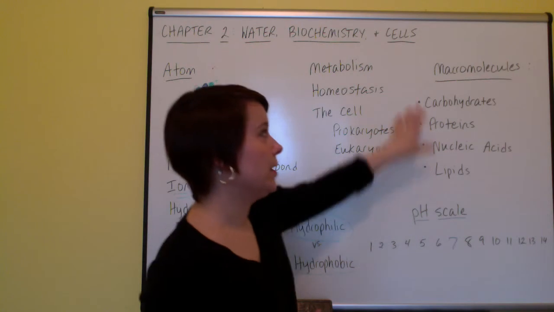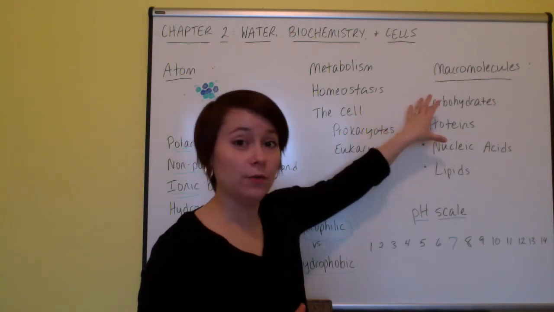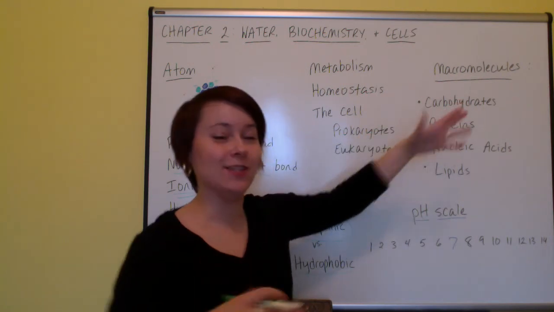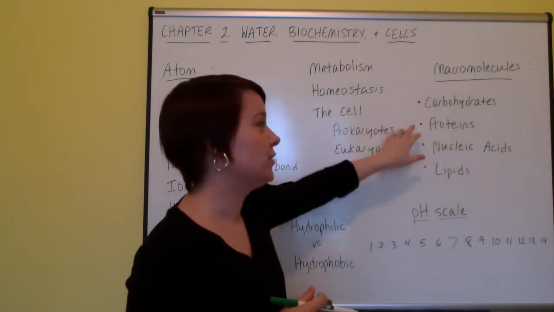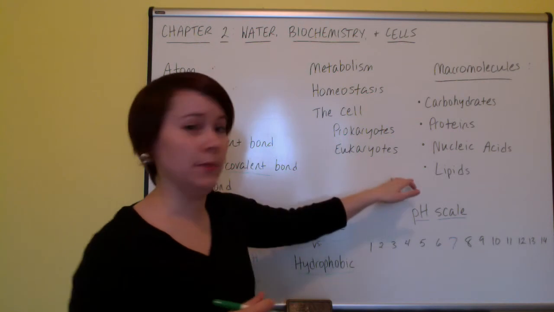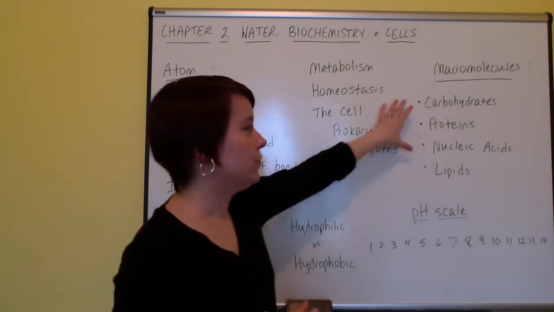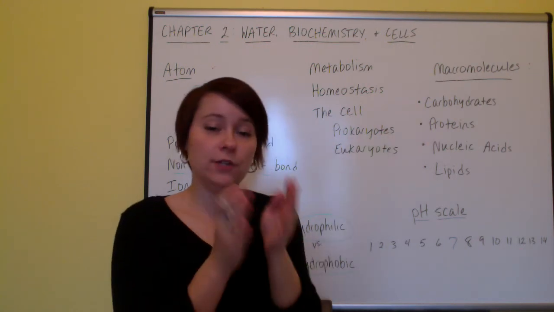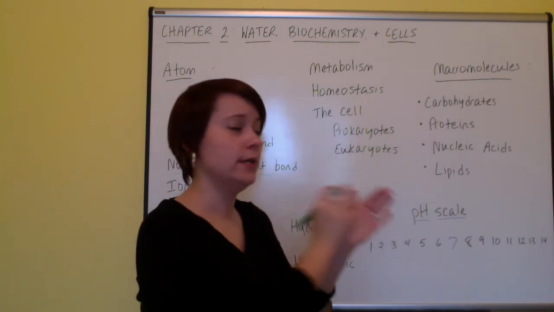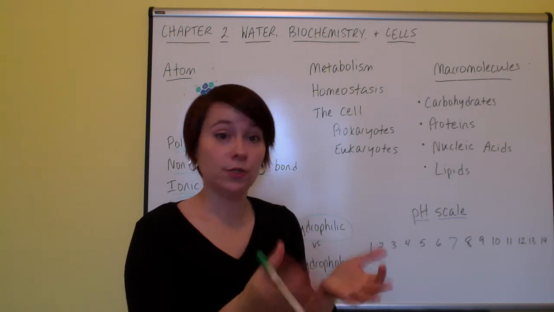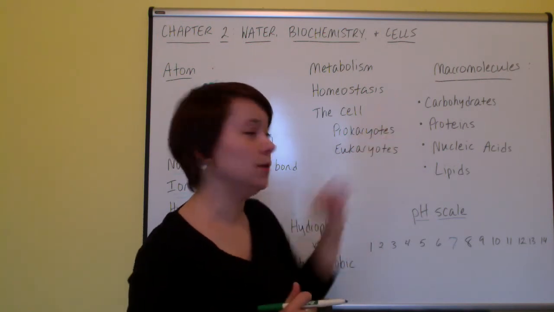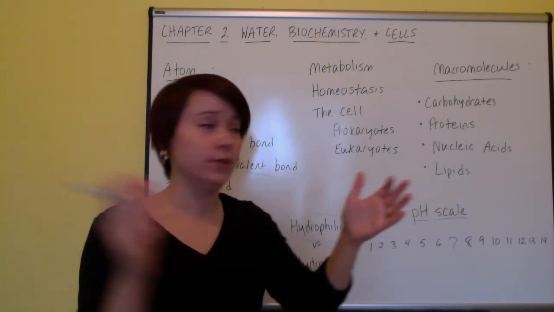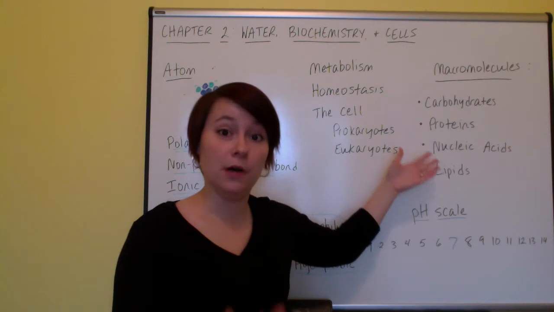The last couple things I want to go over would be the big macromolecules and then also the pH scale. So the macromolecules, macro means big, so these are the big molecules. We have carbohydrates, proteins, nucleic acids, and lipids. Of these four, three of them are considered polymers, and polymers are made up of individual subunits that are repeated over and over. Those individual subunits are called monomers. So carbohydrates, proteins, and nucleic acids are all made up of the smaller building blocks, just repeated over and over. So they're all considered to be polymers made up of monomers.